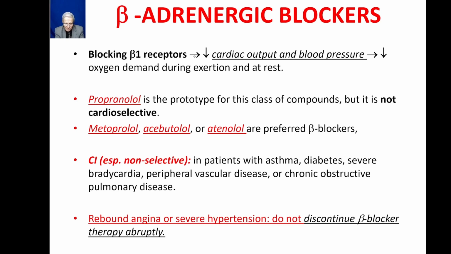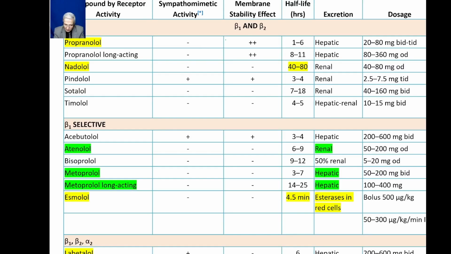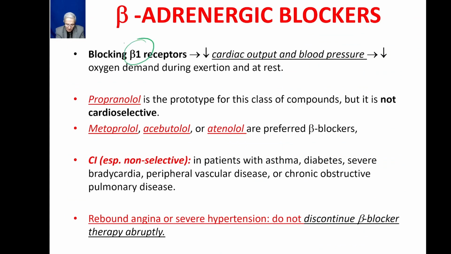Blocking the beta-1 receptor will lead to two things. Number one, decreased cardiac output. Number two, decreased blood pressure. This will lead to decreased oxygen demand during exertion and at rest. So both of them are great opportunities. Therefore, a beta blocker can be considered one of the best medications for patients with stable angina. By blocking beta-1, the result will be decreased cardiac output, decreased blood pressure, and decreased oxygen demand.